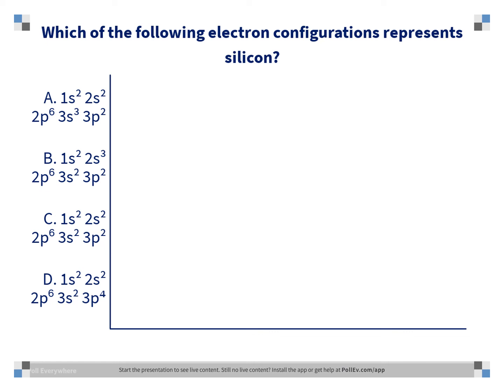The correct answer is C, 1s2, 2s2, 2p6, 3s2, 3p2. You can work your way across and down the periodic table. Hydrogen and helium would be 1s. That's 2 elements, so the superscript would be 2. Lithium and beryllium would be 2s2. Boron through neon would be 2p6. Sodium and magnesium would be 3s2.